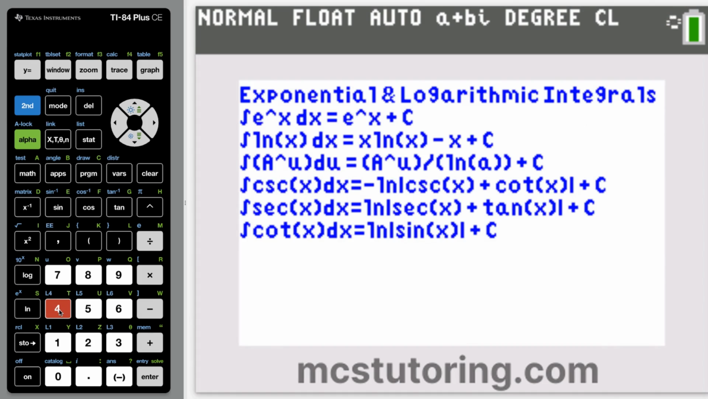Let's do the exponentials. Now, again, some of these are not exponentials. Some are logarithmic. I just couldn't fit that on a line there. But we've got this. I'm sure you've seen this before. And again, we've got the cosecant, secant, and cotan with the ln's and whatnot. Okay, just want to include that because those have logs in them.